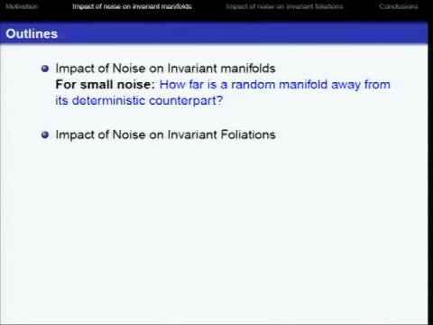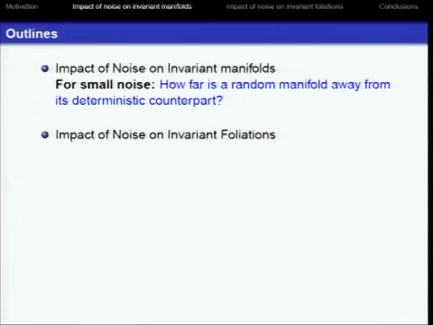Now, the question now is, how about if we have noise? We have a nonlinearity. How about uncertainty? Does that do something to the invariant structures that we have just talked about, foliations and manifolds?